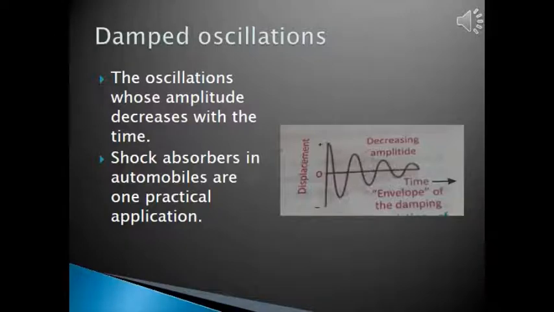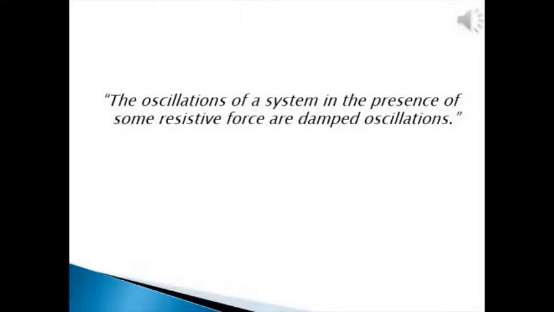The upper part of the shock absorber is firmly attached to the body of the car. When the car travels over a bump on a road, the car may vibrate violently. So the shock absorber damps, meaning it decreases the vibrations and converts their energy into heat energy of the oil. We also define damped oscillations as the oscillations of a system in the presence of some resistive force.